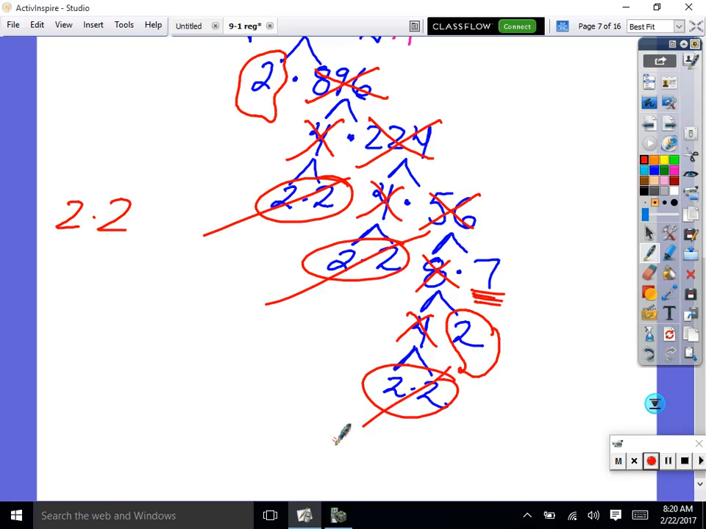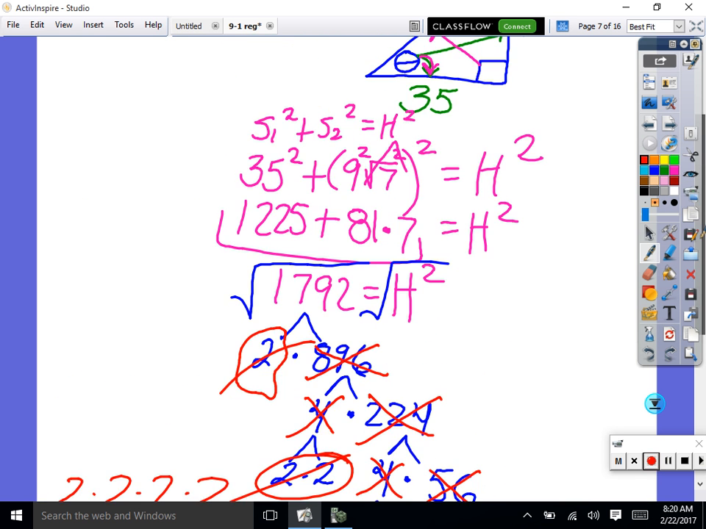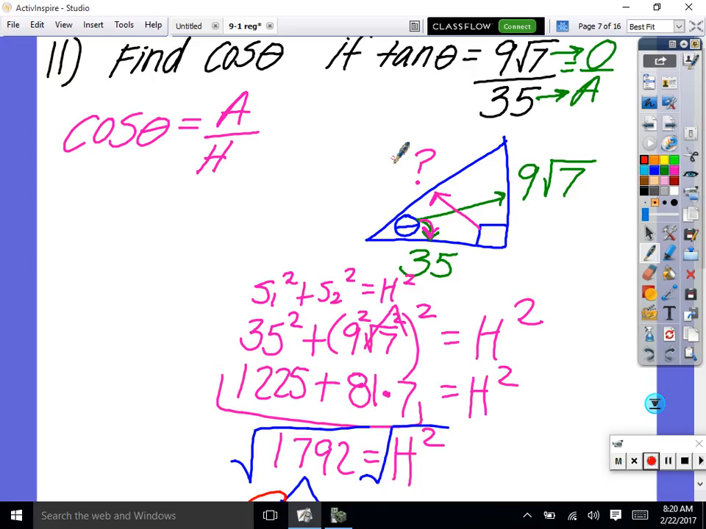Okay, then pulling out another 2, and then pulling out another 2. And then left was our square root of 7 because they couldn't leave the house. 2 times 2 times 2 times 2, 16. So this simplified to be 16 root 7. That was all just to find the hypotenuse, 16 root 7.